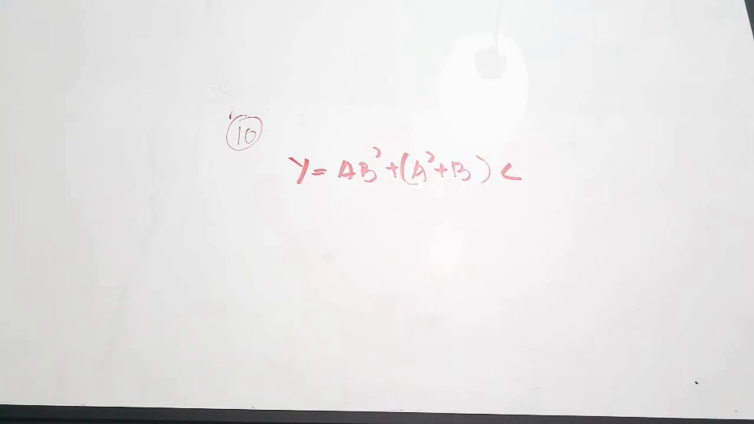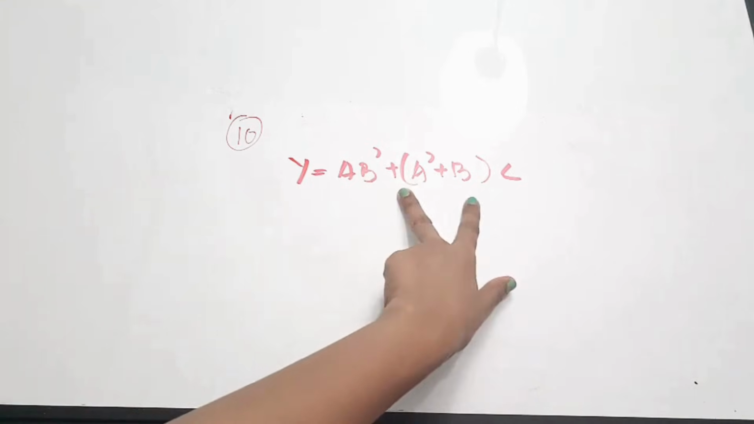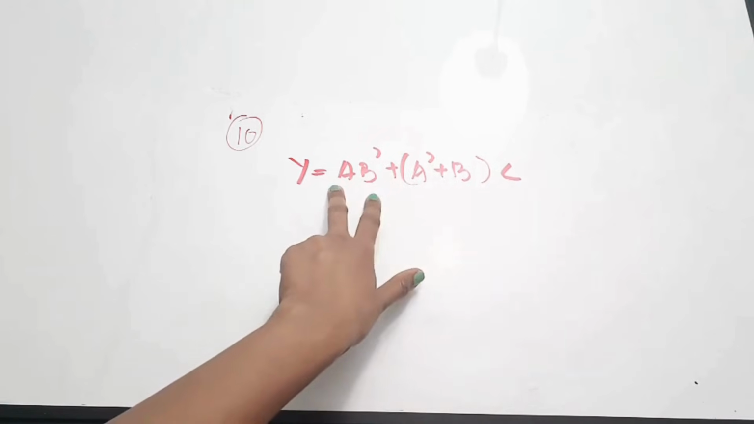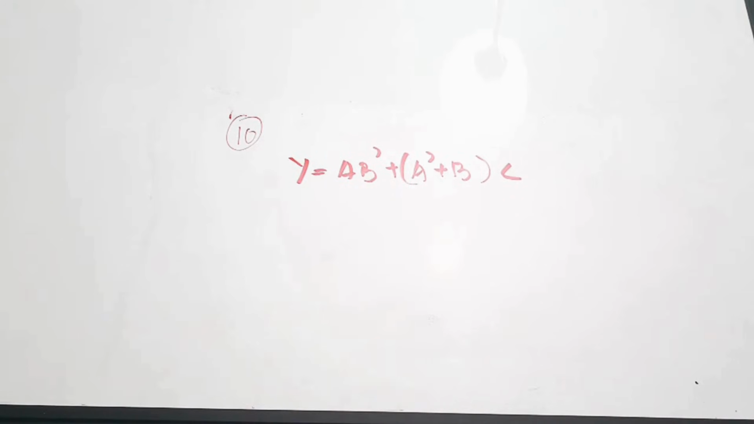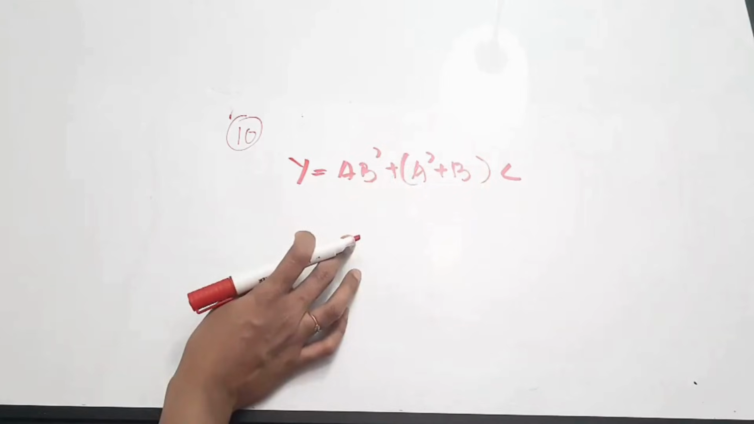Now, looking at the options: A, AB complement plus C; B, AB plus AC; C, A complement B plus AC complement; D, AB plus A. Now how to get this form? We have a sum here and a product to that, and again a product term here. Now in this bracket, I'm going to apply De Morgan's law.